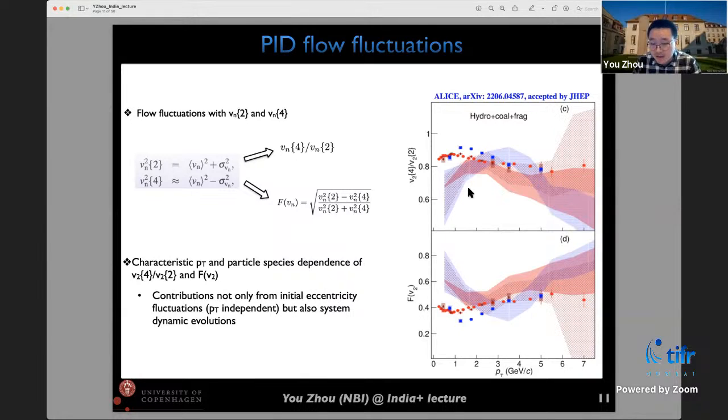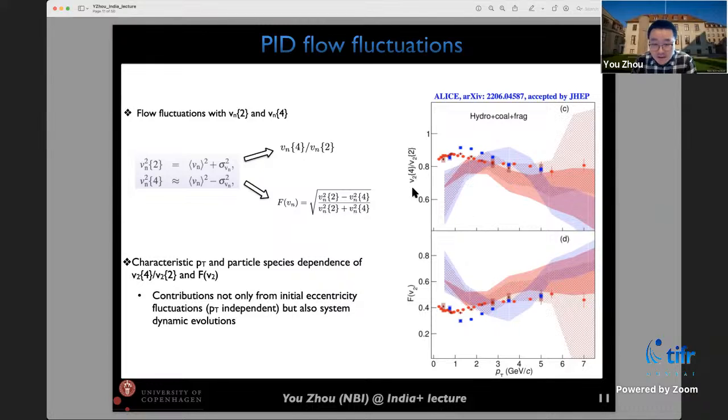And this has been done as a function of transverse momentum for identified particles: pion, kaon and proton. If the flow fluctuation is completely driven by initial state eccentricity fluctuation, then one would naively expect a completely flat distribution in pT and no particle species dependence. As you can see here on the right-hand side in the ALICE paper, first of all, it's not completely flat, there's a non-trivial pT dependence. And in addition, there's a clear particle species dependence. Here the blue is the proton, which is different from the red pion and kaon.